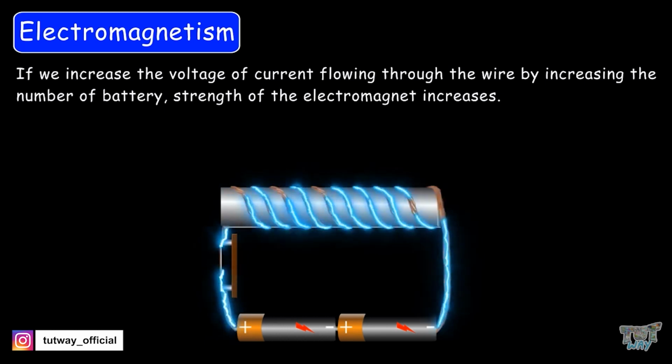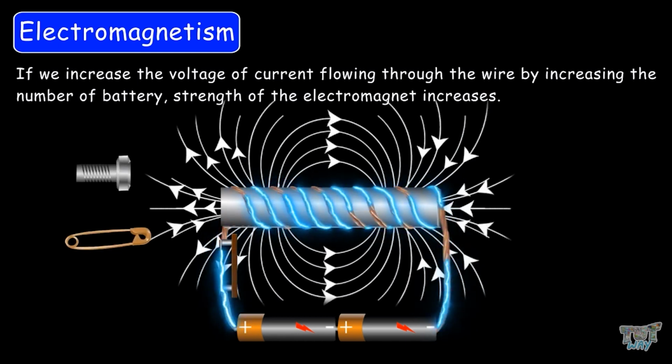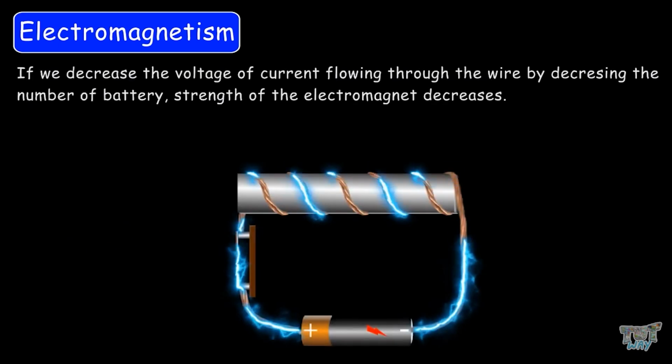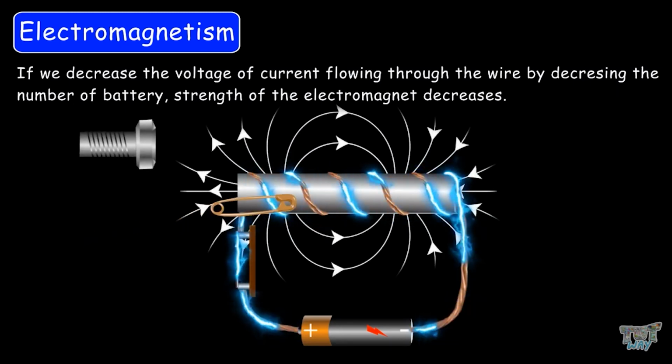If we increase the voltage of the current flowing through the wire by increasing the number of batteries, the strength of the electromagnet increases. Similarly, if we decrease the voltage of the current flowing through the wire by decreasing the number of batteries, the strength of the electromagnet decreases.